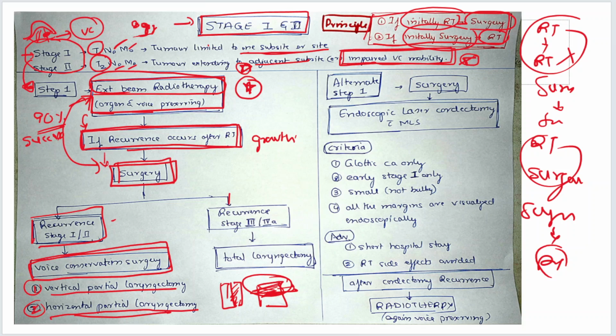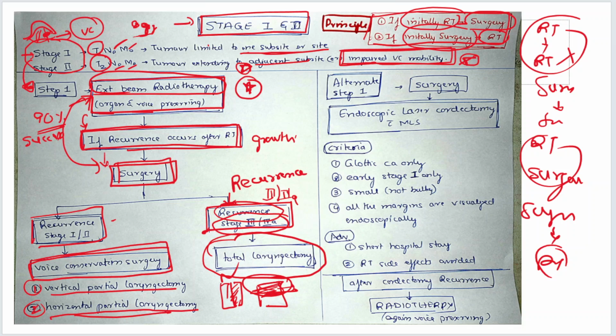So you can go either with a horizontal partial laryngectomy or a vertical partial laryngectomy. Suppose this fellow has not come for regular follow-up, or maybe the tumor was very aggressive, and the patient presents to you again with stage 3 and stage 4. Now this is the bad news. Stage 3 and stage 4A recurrence, you do not have a choice. You go for total laryngectomy.